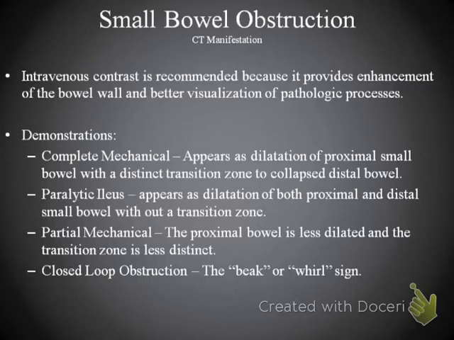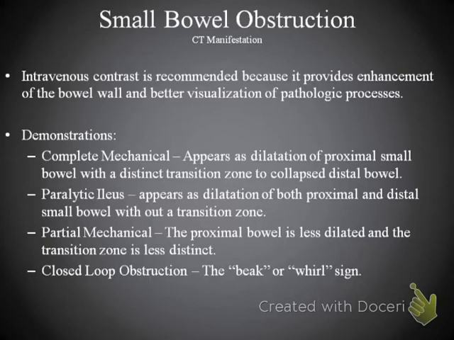Demonstrations, though, we have a complete mechanical obstruction, which appears as a dilatation of proximal small bowel with a distinct transition zone to collapsed distal bowel. So in a complete mechanical obstruction, what you're going to look for is dilated bowel loops, and then there being a zone where it actually becomes normal collapsed bowel loops.